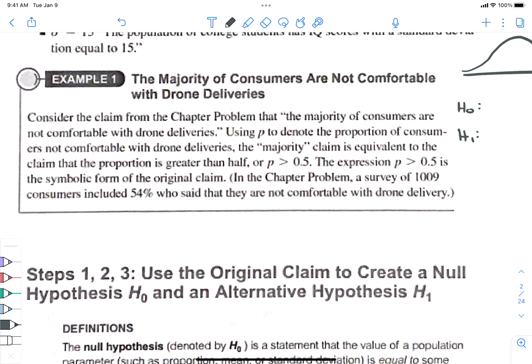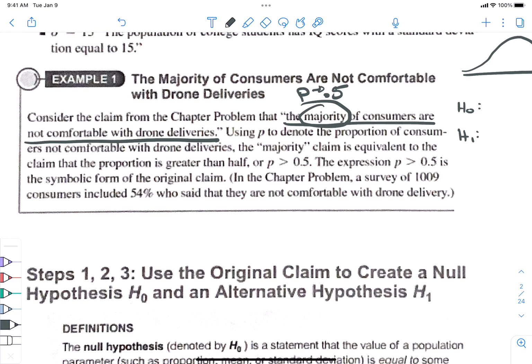Consider the claim from the chapter problem that the majority of consumers are not comfortable with drone deliveries. Okay, majority. What does the word majority mean? Like most. More than 50%. So 50% is what we're going to use as our P, 0.5. Now, I don't know if we're going to say equal to, not equal to, greater than, less than. We're going to see that here in a second, okay?